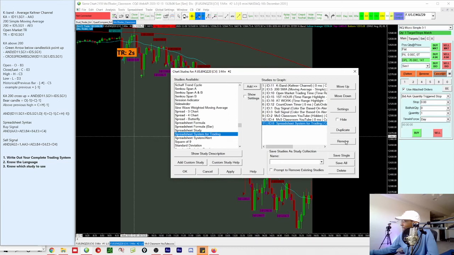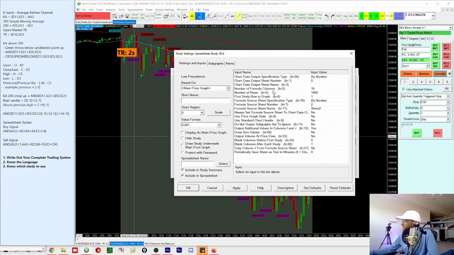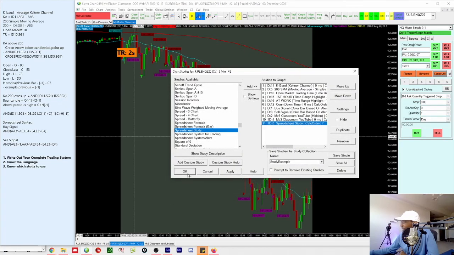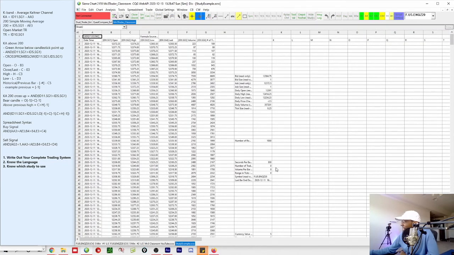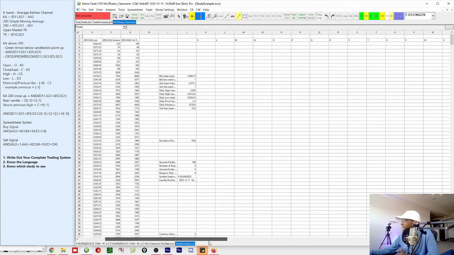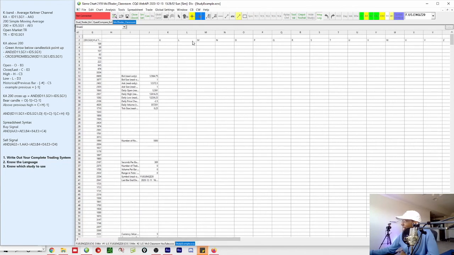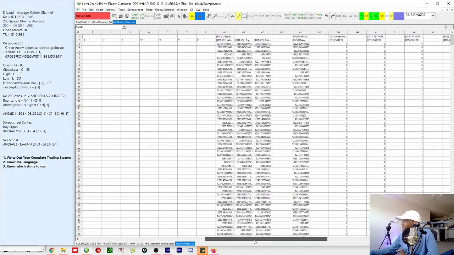Not that. It's not what we want. Okay, study. And you can see there's fewer options, but it's really the same thing. So you're going to do a spreadsheet. So let's say study example, right? Okay, and I hit OK, and go ahead and hit OK on that. Now we can see our study example spreadsheet down here, and you see it's the exact same spreadsheet without the buy and the exit and all of that stuff. Okay, so that's the only thing that it leaves out.